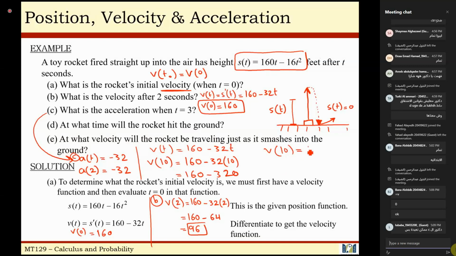160 negative. What's the meaning of negative? This is the opposite direction. Negative is just the direction of the velocity. He fired straight up, so we have positive velocity. If we have negative velocity, this means it is returning in the opposite direction.